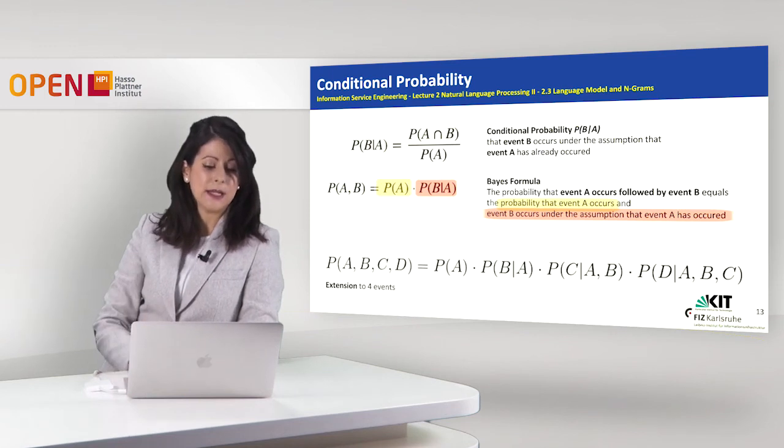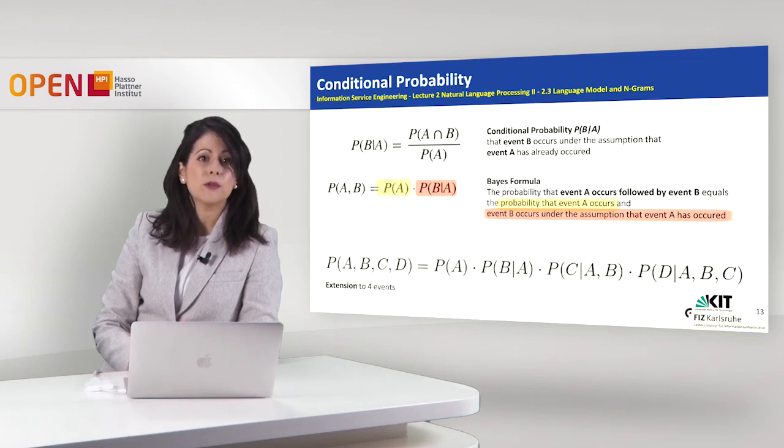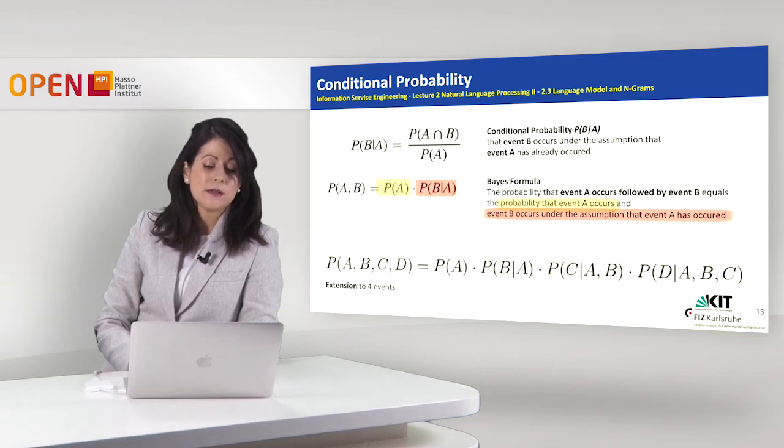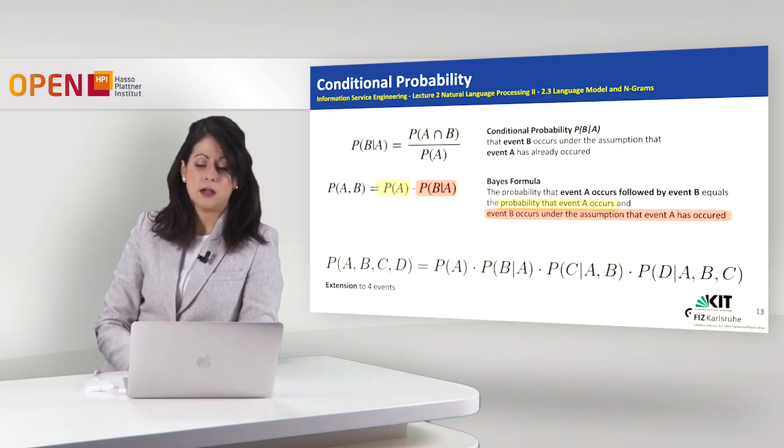And this joint probability can be extended to 4 events. Here we want to compute the joint probability of the events A, B, C, D happening all together. This is equal to the probability of the event A, multiplied by the conditional probability of the event B, given that A has already happened, multiplied by the conditional probability of the event C, given that both A and B have already happened, and last, the conditional probability of the event D, given that all events A, B, C have already happened.